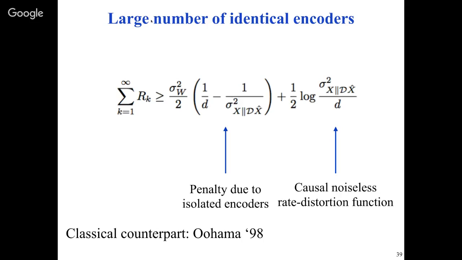And what you see here are two terms. The right term is actually just a different way to write the causal noiseless rate distortion function. This is what we would get if we had direct access to x and just one encoder. The first term here is the penalty due to isolated encoders. The classical version of this formula was given by Oohama in '98, and this formula generalizes that insight to the case of causal tracking with multiple isolated encoders.